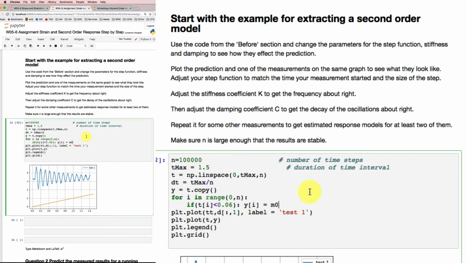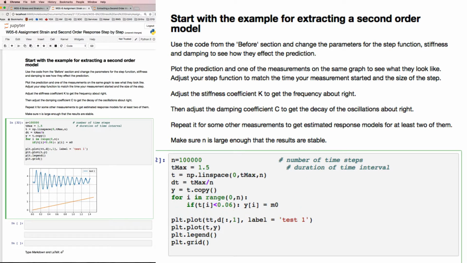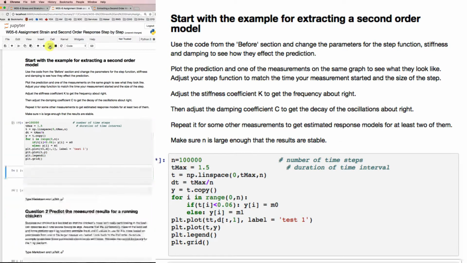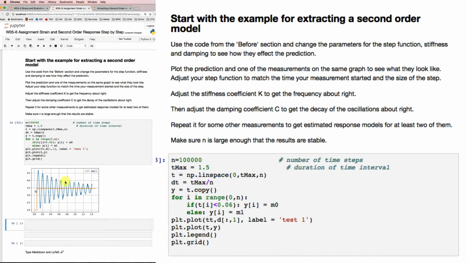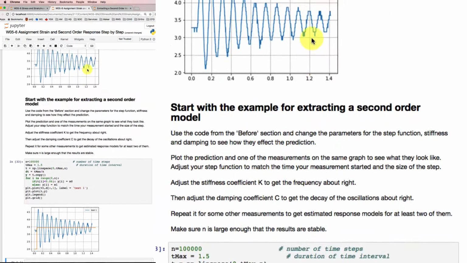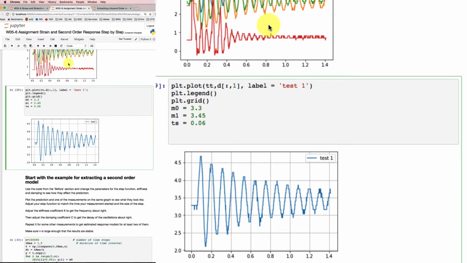Otherwise, else, y at i should be equal to m1. So I'm approximating what's going on as a step function. Let's see what happens. So, whoops, didn't I run that one?